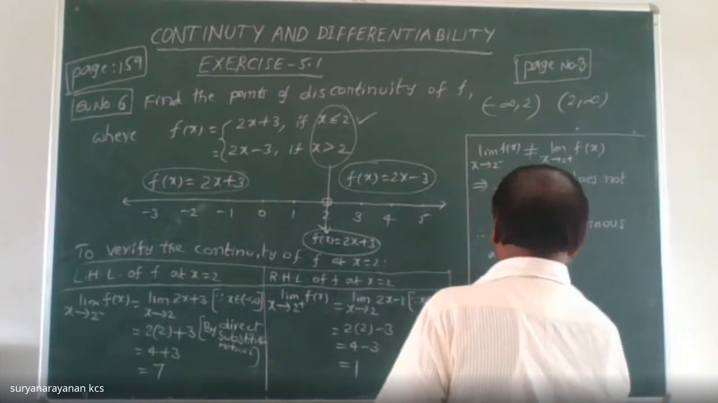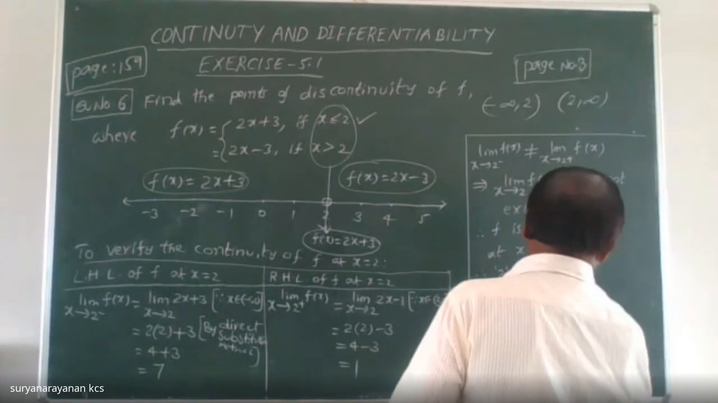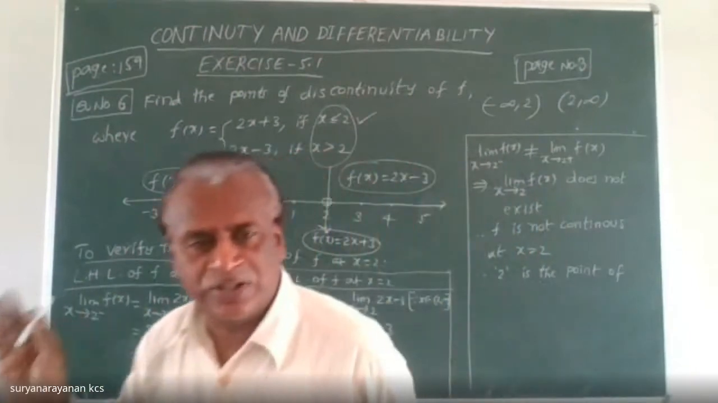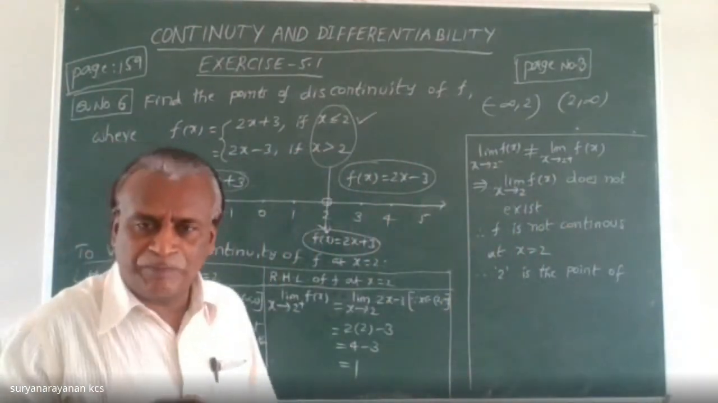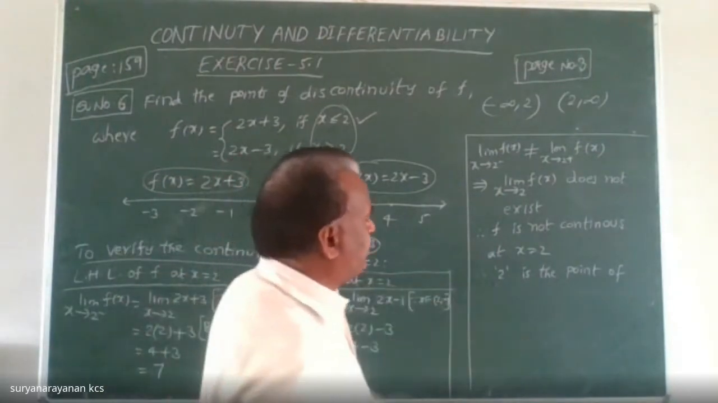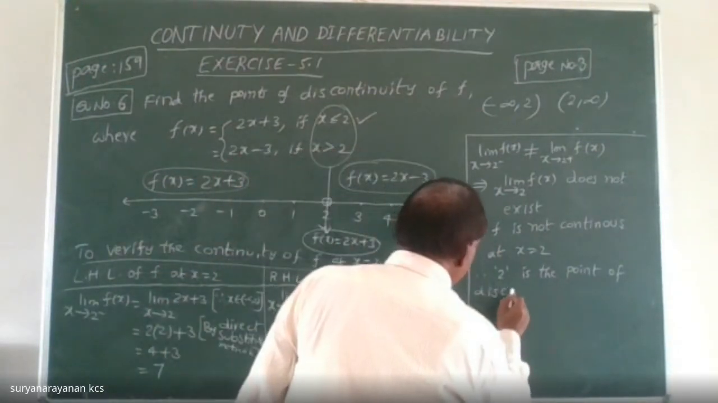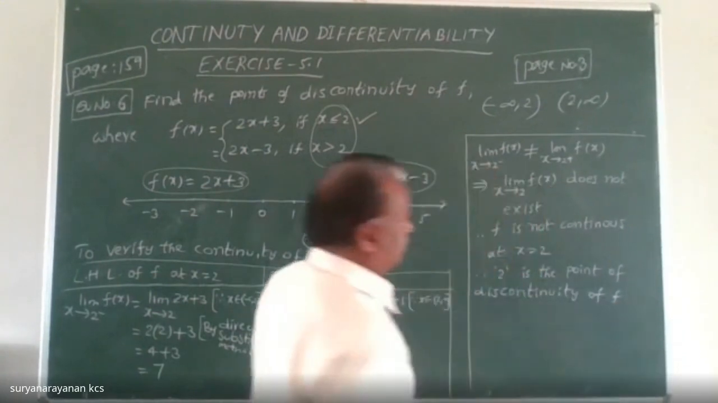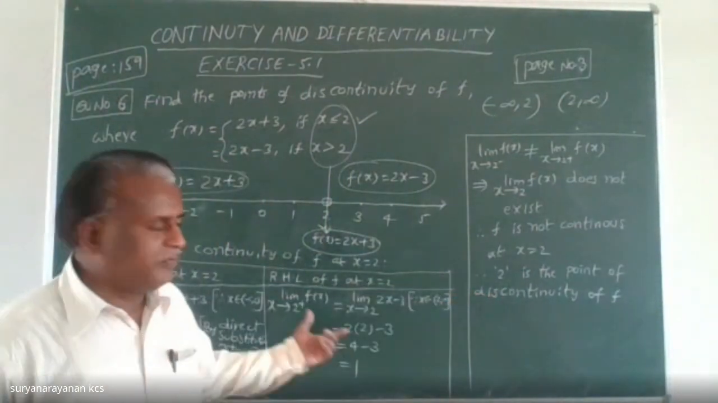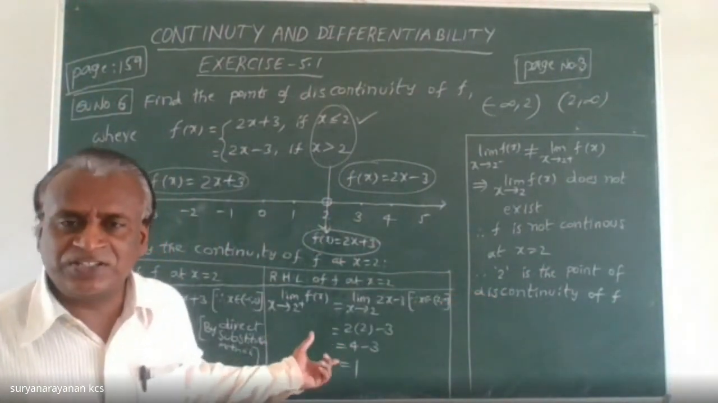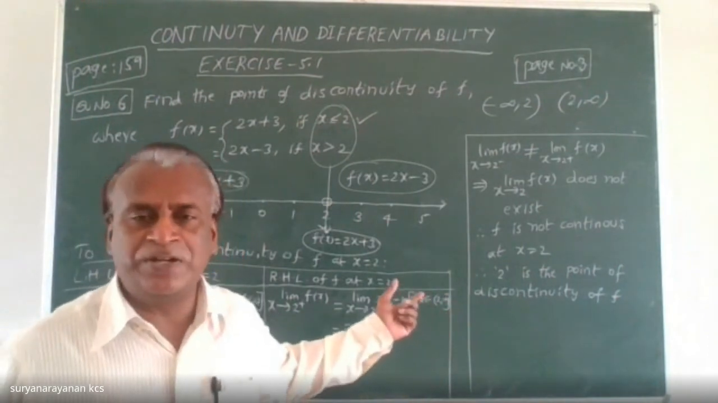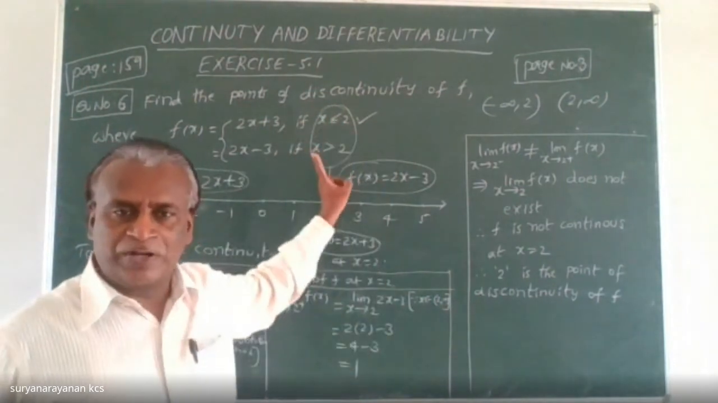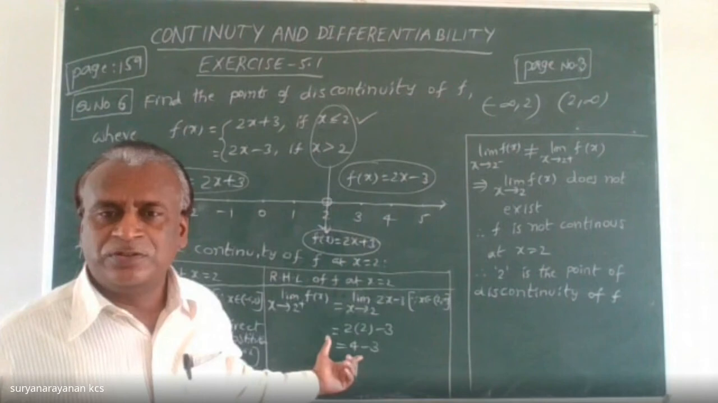Therefore, 2 is the point of discontinuity. This is the actual point. What did they ask here? We have to conclude the answer by that point only. So 2 is the point of discontinuity. This is our conclusion. We have verified whether this function is continuous or not at this particular point, because the function is defined in two different ways at that point. That is why we found it.